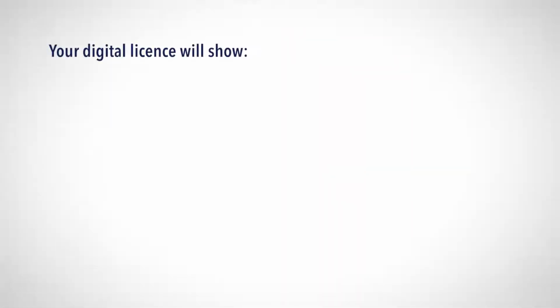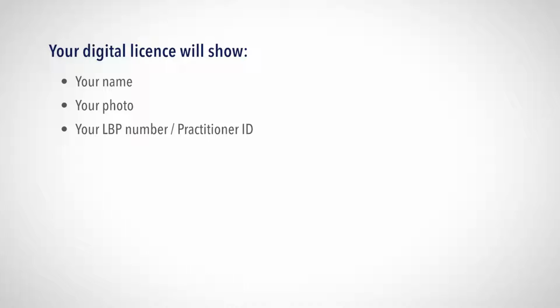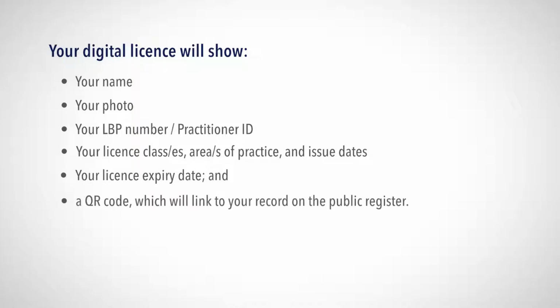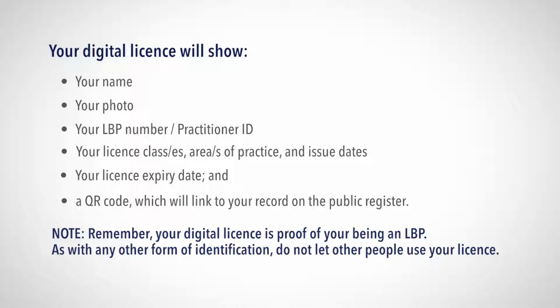Your digital license will show your name, your photo, your license building practitioner number, your license classes, area of practice and issue dates, your license expiry date, and a QR code which will link to your record on the public register. Remember, your digital license is proof of you being a license building practitioner. As with any form of identification, do not let other people use your license.